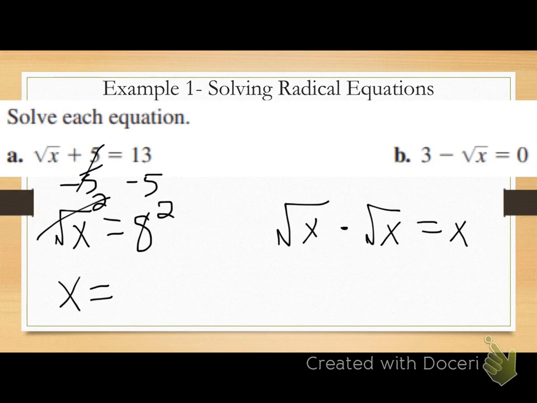So I'm squaring the 8. What's 8 squared? 64. Is x now by itself? Yeah, there's my answer. We okay with that? So x equals 64.